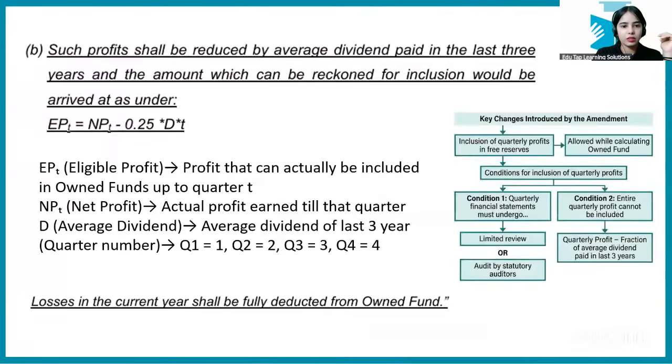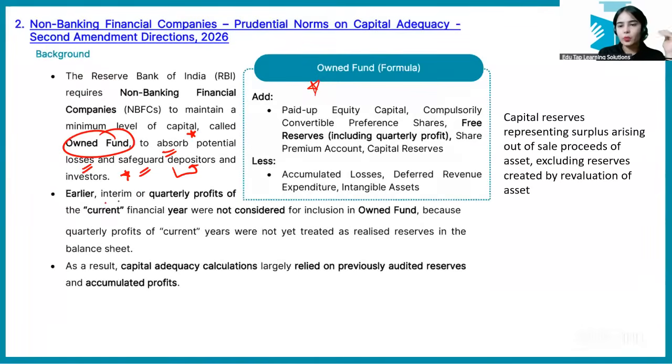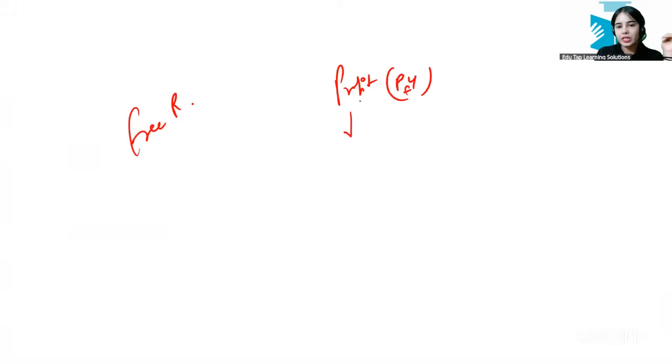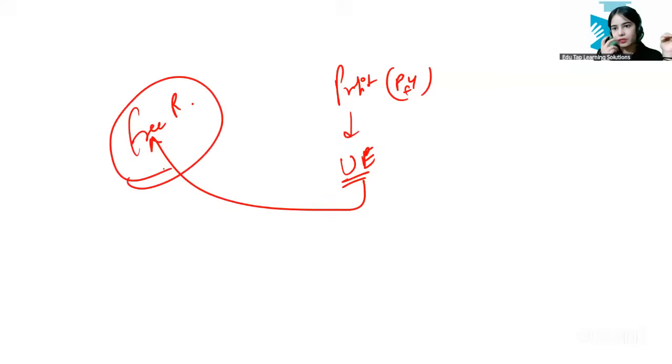Now coming back. Earlier, when we talk about the free reserves, we take the profit of the past financial year, and we see from the profit what are the retained earnings that the company is keeping. So that we included in the free reserves. So in the previous financial year, whatever is the undistributed profit, undistributed retained earnings, that we include in the free reserves.